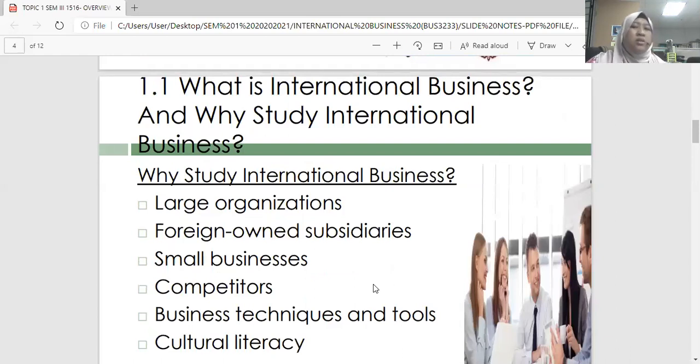Why do we study international business? Number one, because it's in the course program, madam. Yeah, of course. Okay, so number one, the reason is large organizations. When we talk about large organizations, we are talking about companies involving MNCs. What is MNC? Not Mickey Mouse, not that one, right? We are talking about multinational companies or multinational corporations, which expand their products to more than one country.